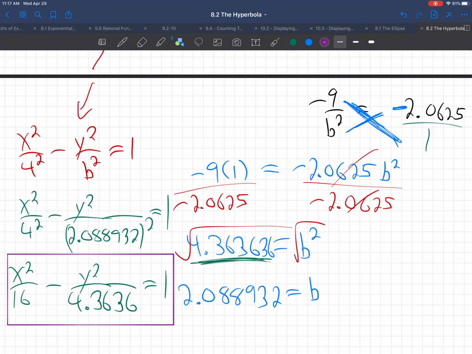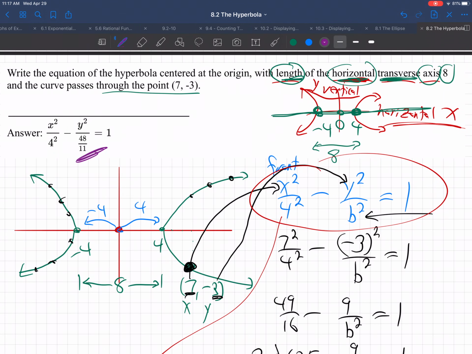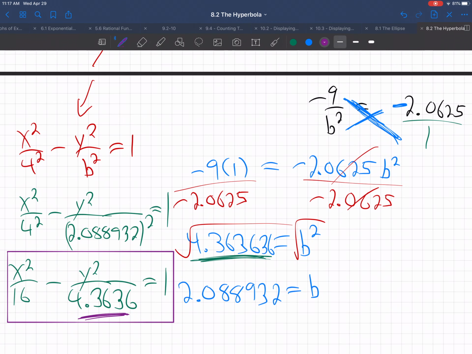The homework system will take this answer with the decimal like that. Just put a lot of digits. They gave the answer with fractions, 48 over 11. If you divide 48 by 11 on your calculator, it's the same thing. It's the 4.3636. The system will take it either way.